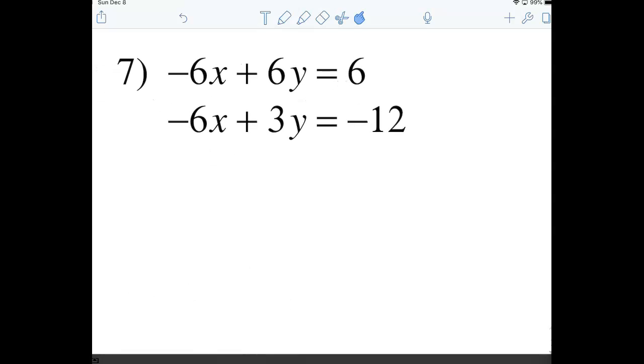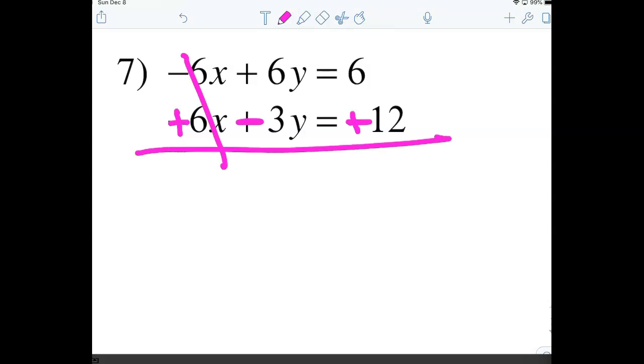Number 7 is the same. I need to go through and change all of those signs. And when I do that, I get a negative there and I get a positive here. And you can do it, you can cancel, and you can solve. Okay, si se puede.